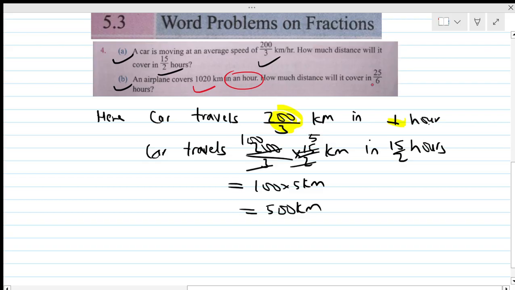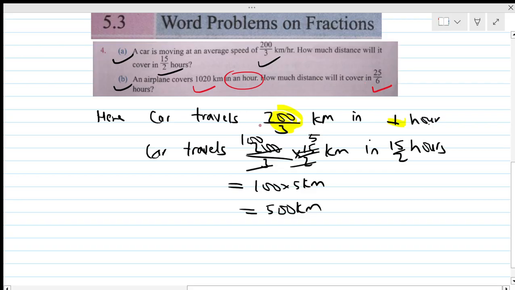So in 1 hour how many kilometers it travels, it's already given. And now in 25 by 6 hours how many kilometers will be covered, we have to find. So 25 by 6 times it will travel. So distance traveled in 25 by 6 hours will be 1020 kilometers into 25 by 6. So rest is calculation, you can do it by yourself. So this way we do number 4.